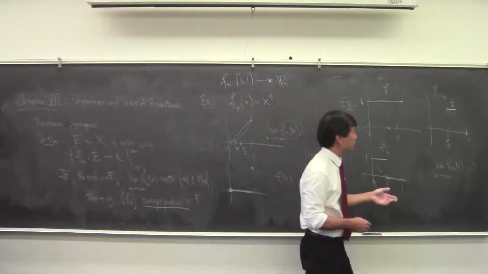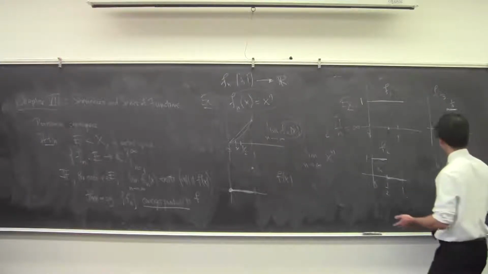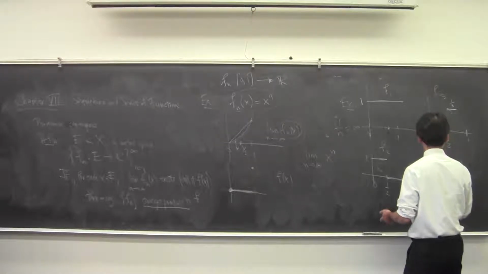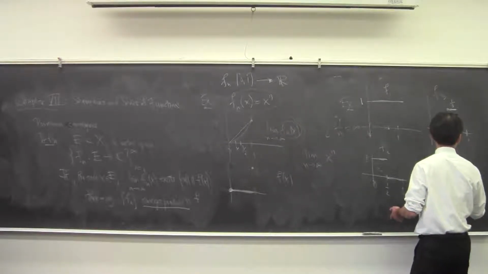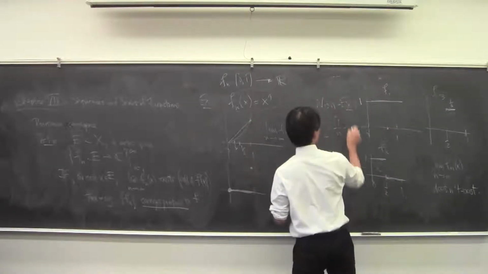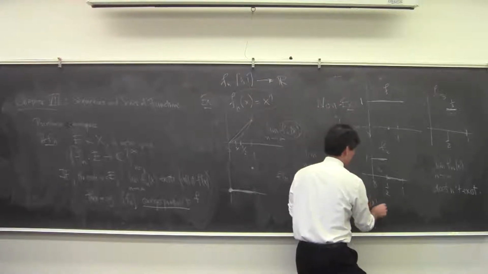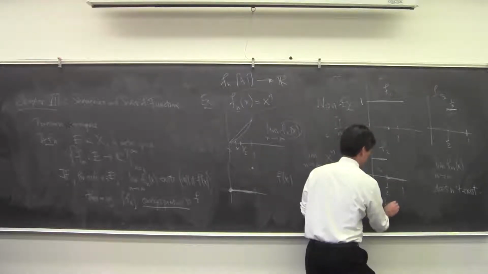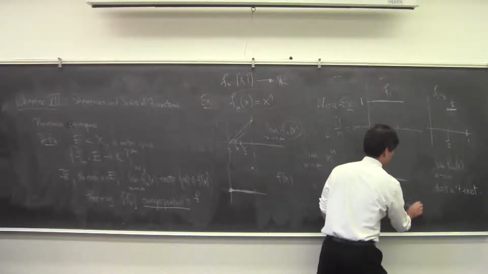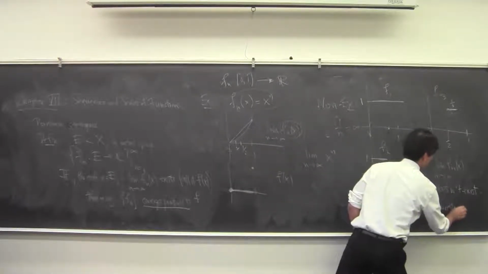Okay, so what does that tell you? Well, that the limit is not 0 and it's not 1 either, right? This limit actually doesn't exist. So the limit doesn't exist. Okay, so this is a non-example. So the f sub n of x do not converge pointwise to any function.